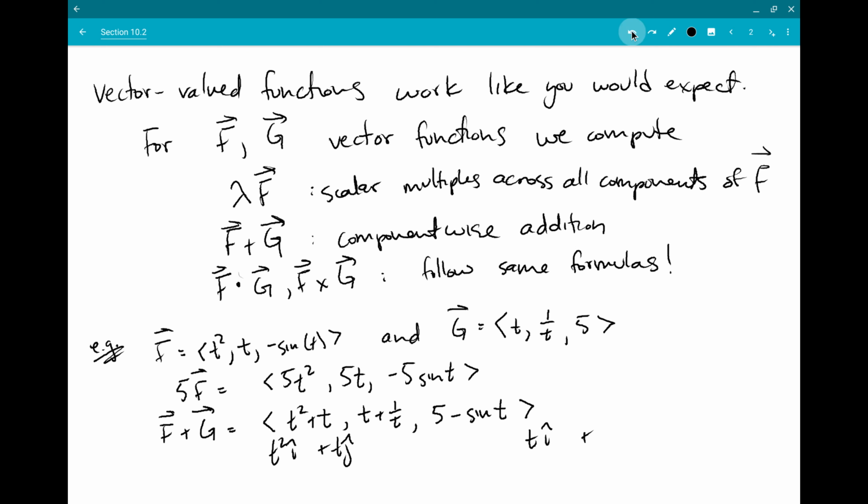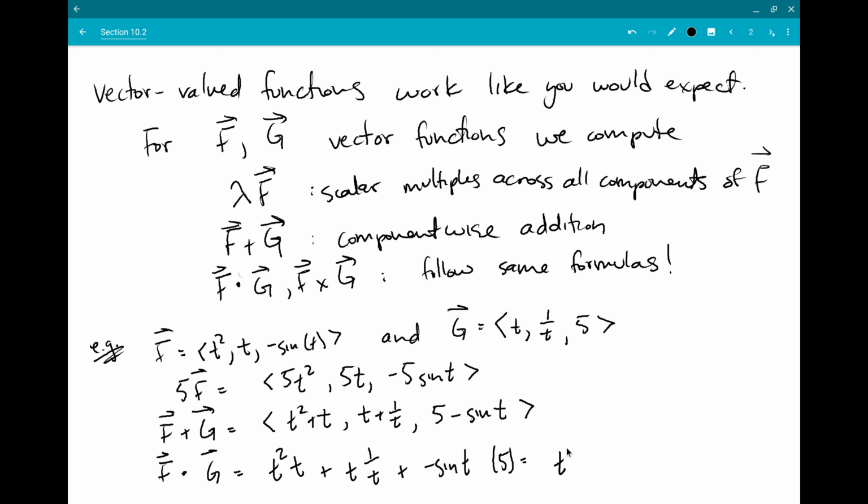I'm going to keep saying that and it's going to seem silly, but once things become stressful and time crunch on an exam, it's really easy to make that kind of mistake. So I just want us to always be thinking about it. And then we can do our dot product real quick. F dot g would be equal to t squared times t plus t times 1 over t plus minus sine t times 5. So that's just t cubed plus 1 minus 5 sine t.